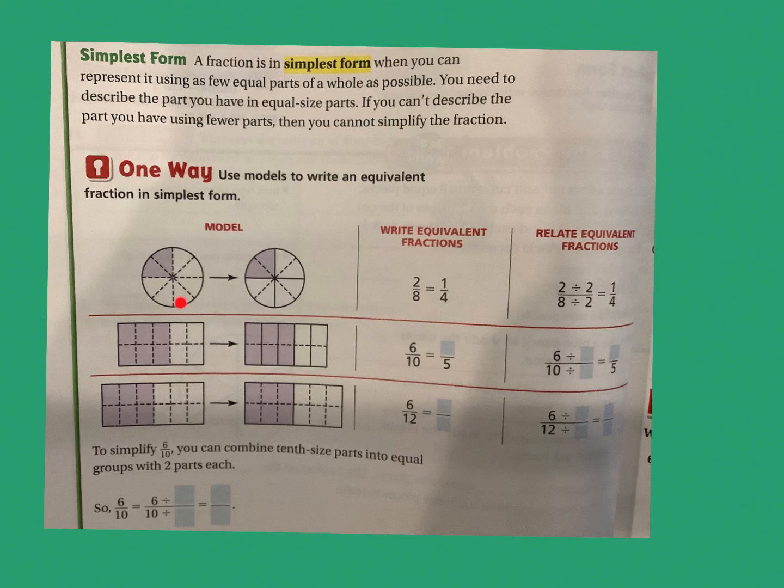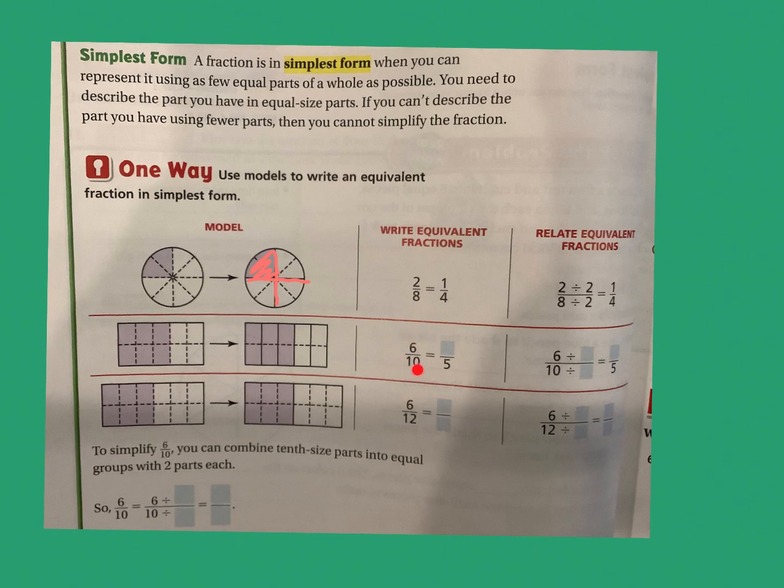Here's the picture of that. We had 2 out of 8, and instead we're recutting it. It's like magically uncutting and making it cut into fourths instead, 1/4. And they show that here. 2 divided by 2 is 1, and 8 divided by 2 is 4. We uncut it, and magically, we have a magic uncutter by dividing.